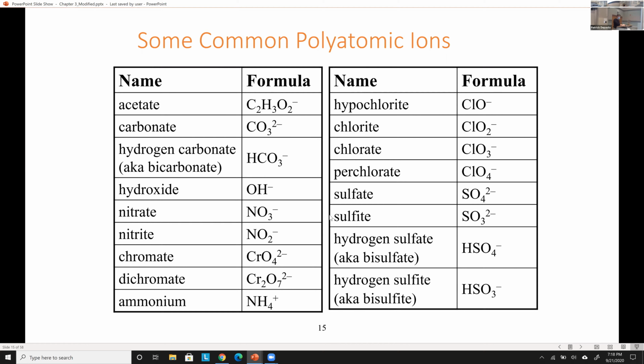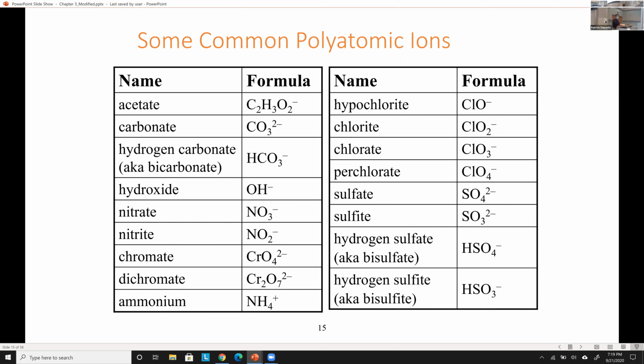So here's how I go through them. I don't know why they don't put phosphate on this list, but whatever. So a lot of them have oxygen. And a lot of them with oxygen have either an ATE ending or an ITE ending. Usually, or definitely, the ones with the ATE ending have more oxygens than the ones with the ITE ending.